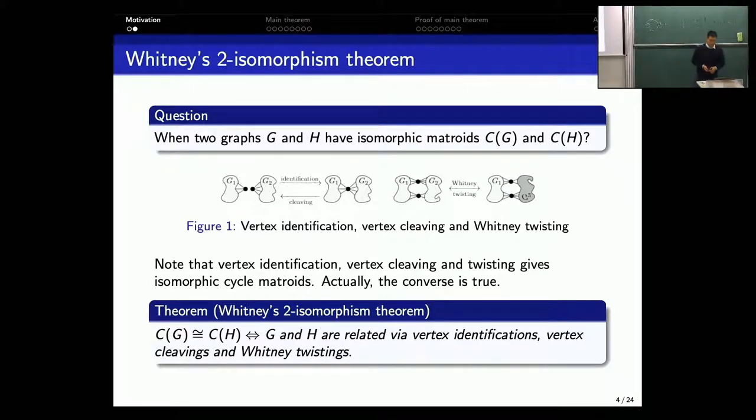That was Whitney's theorem. The statement is that the cycle matroids of G and H are isomorphic if and only if we can obtain H from G by applying a series of operations, including vertex identification, vertex cleaving, and Whitney twisting. So actually, the converse is true. This theorem was my main motivation because I was studying ribbon graphs and delta-matroid theory, and there's an analogous story about those things.